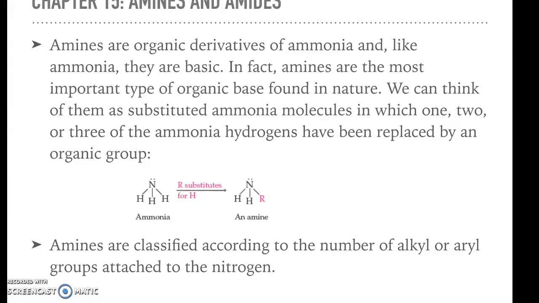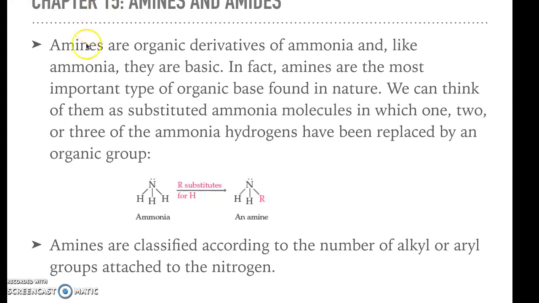Moving on to Chapter 15, amines and amides. Amines are organic derivatives of ammonia, and like ammonia, they are basic. In fact, amines are the most important type of organic base found in nature, so they're the basis of everything, and as mentioned, the most important. We can think of them as substituted ammonia molecules in which 1, 2, or 3 of the ammonia hydrogens have been replaced by an organic group.